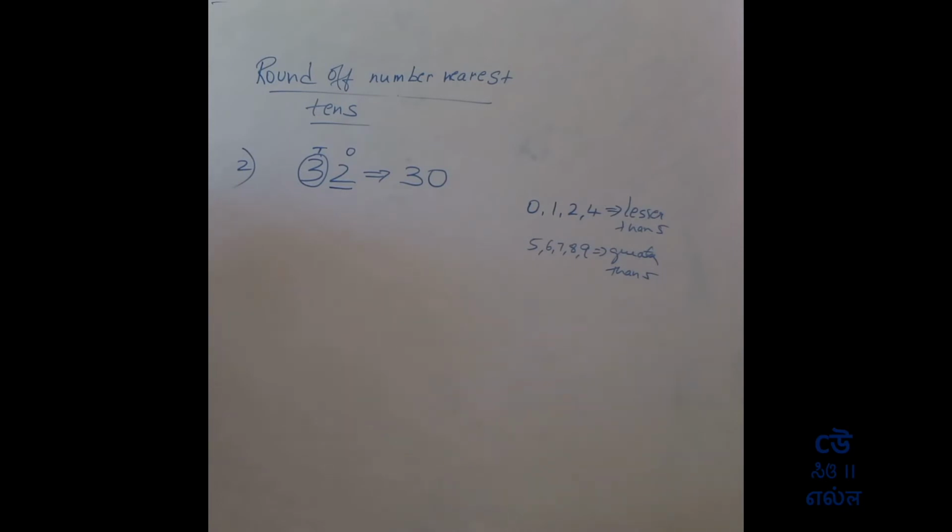Understood? In this problem, first we circled the tens place value as given in the question and we considered the right side of tens place value, that is ones, that is 2. 2 is lesser than 5, so we did not change anything in tens place. So tens place value remains same. Okay. Next, third question.